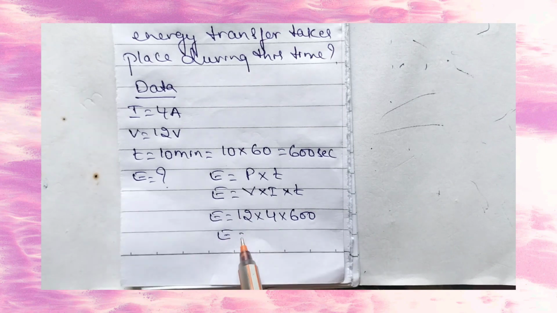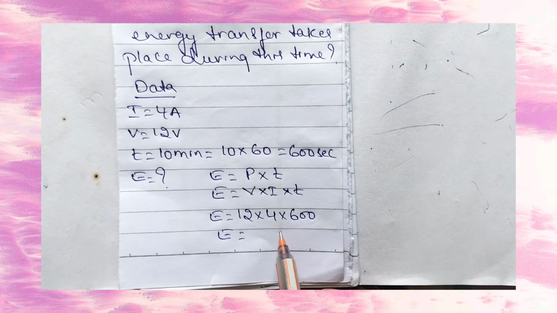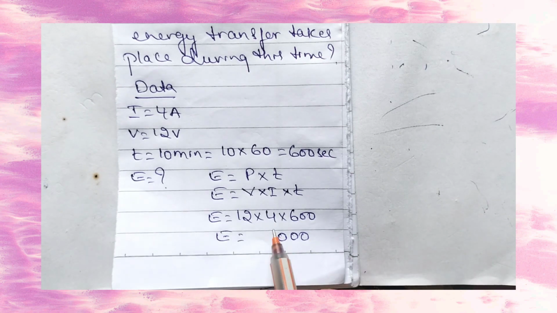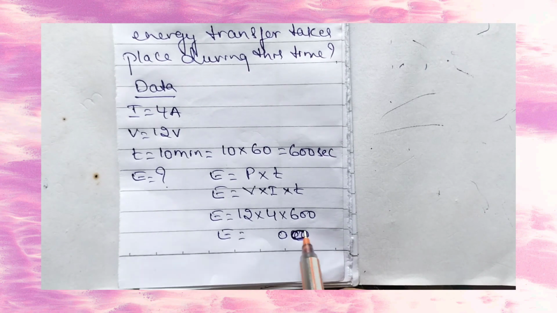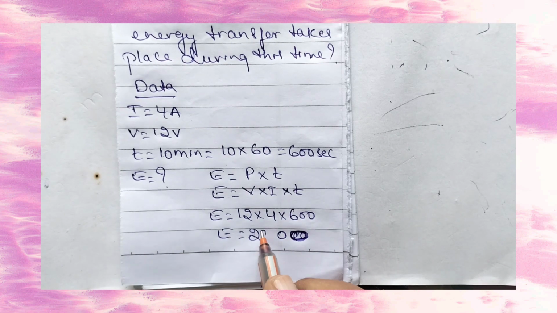So energy consumed is equal to 12 into 6 4s are 24, and the two zeros just come along. So 24 into 12, how much will it come? 12 4s are 48, 12 2s are 24, so it will become 288.